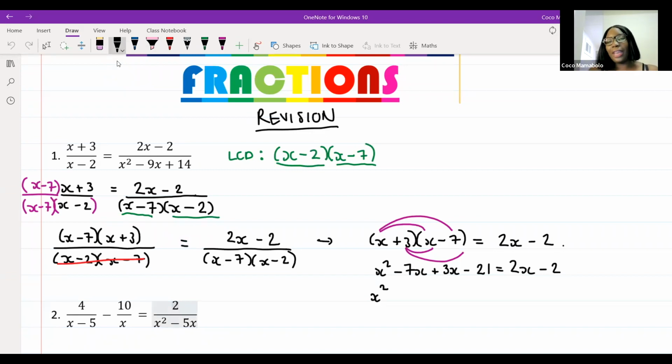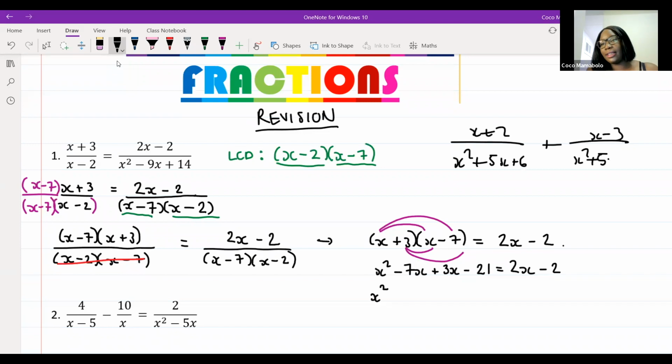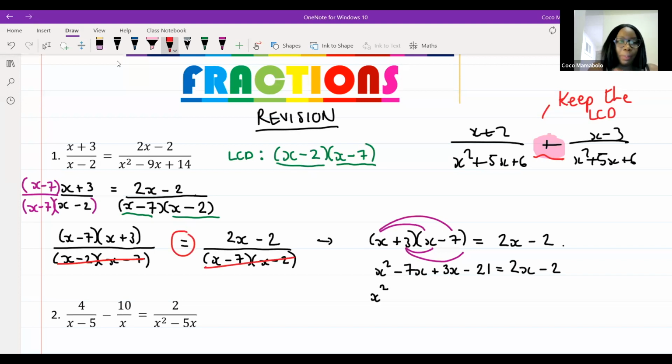That was when we had things like x squared plus 5x plus 6 over x minus x plus 2 plus x minus 3 over x squared plus 5x plus 6. Do you see how over here there's a plus in the middle? When there's a plus in the middle, you need to keep the LCD. You need to keep the denominator. As soon as this plus changes to an equal sign, then we can drop the denominators.